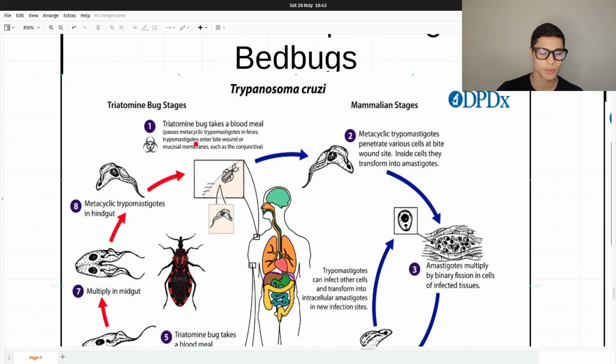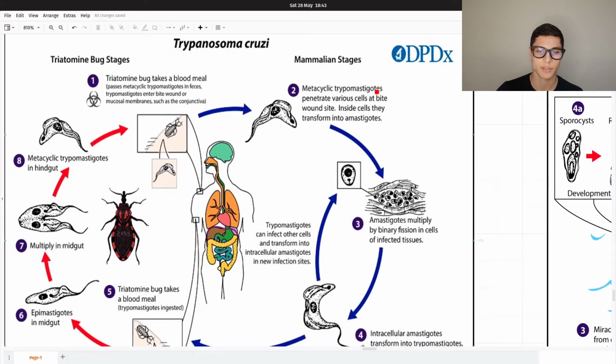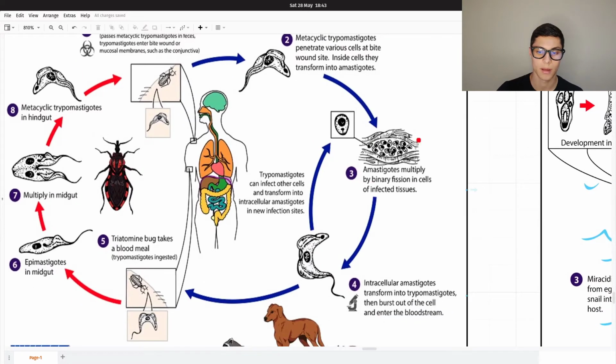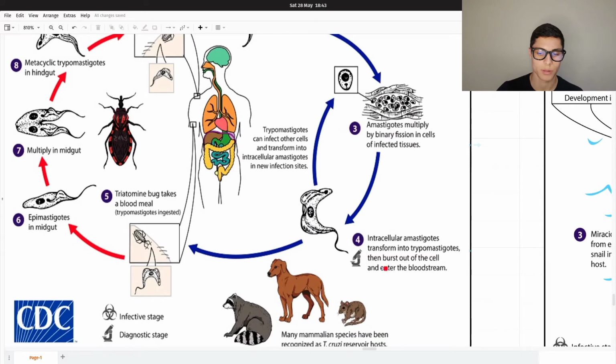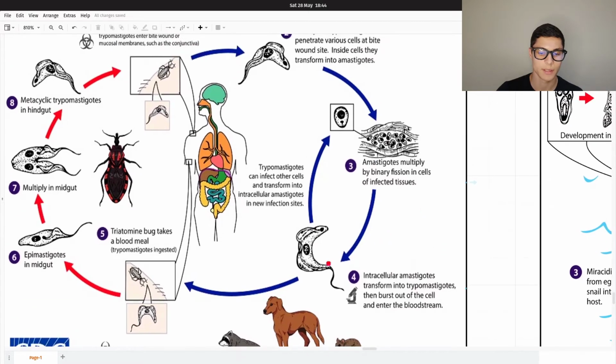The bug is going to put his feces into a wound we have, and then inside the wound, the trypomastigotes of the Trypanosoma cruzi are going to invade a tissue, are going to invade a cell, and amastigotes multiply by binary fission inside our cells in the tissues. And then guess what? They grow and they create trypomastigotes again. And this can reinfect all the cells.